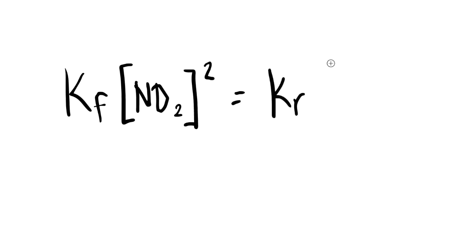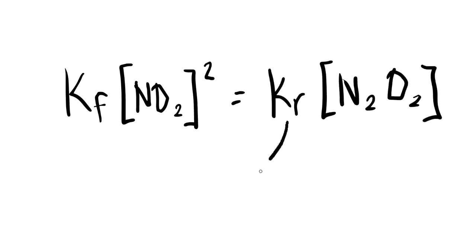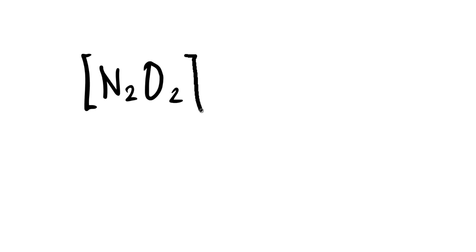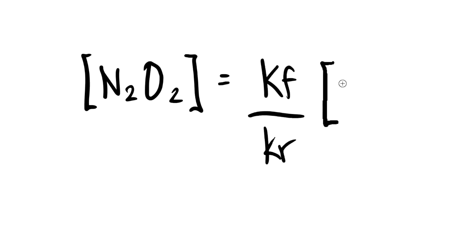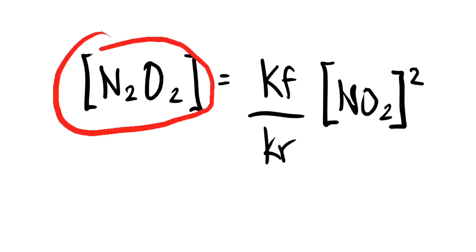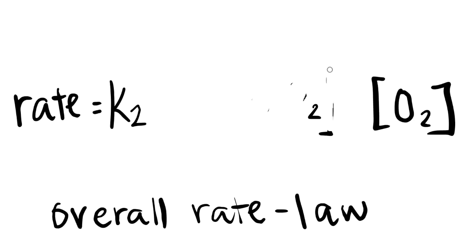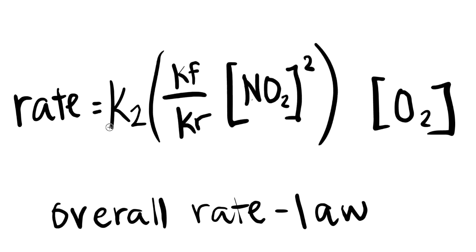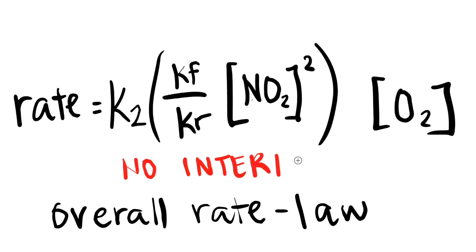Now with the laws of transposition, we can isolate the concentration of the intermediate, which is N2O2, so that we can come up with this formula. Now that we have the concentration of N2O2, or the intermediate, we can now substitute it to the rate determining step. This overall rate law, for your information, has been proven experimentally.